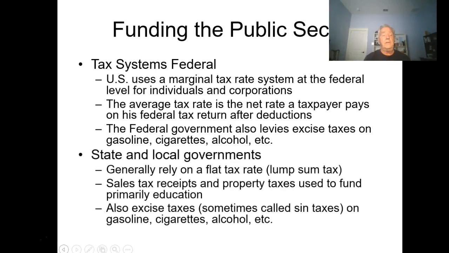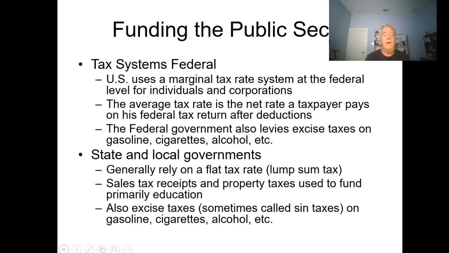All right, state and local governments generally, as I said, rely on a flat tax rate for income, what they call a lump sum tax or a flat tax rate. Generally, what most states do is their state income tax return follows the federal income tax return. And generally what you can do is just relate one to the other, and then transfer numbers from the federal tax form to the state tax form.